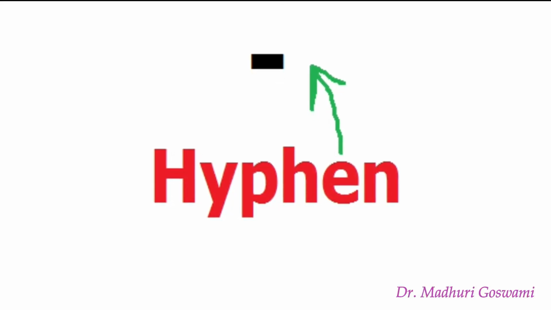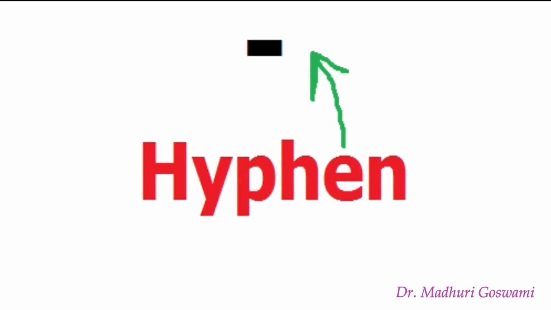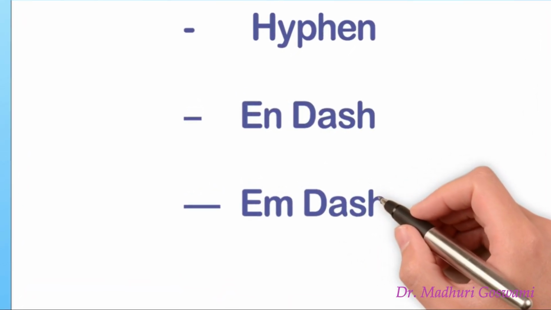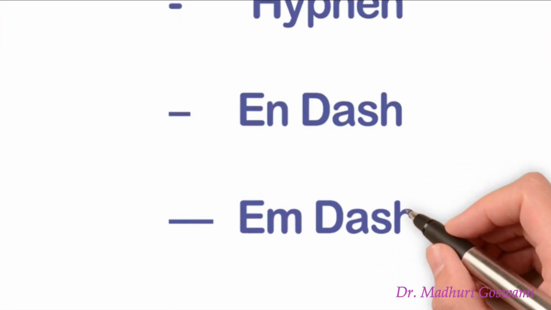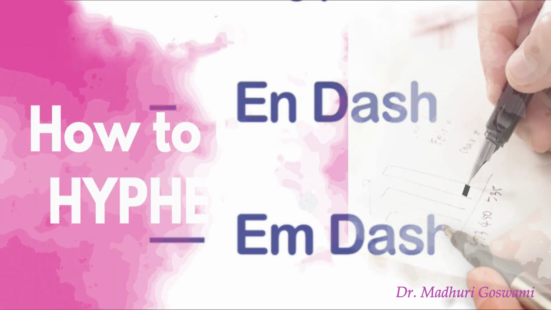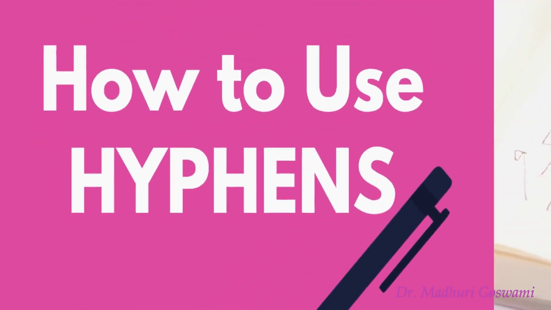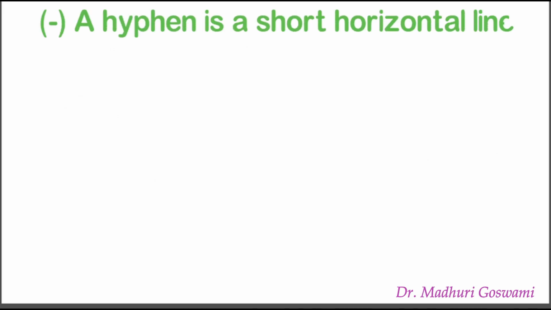Welcome to this lesson on punctuation mark, the hyphen. The differences between the hyphen and dashes we have already discussed in the previous video lesson. Now it's time to know when and how to use hyphens. Let's get started. A hyphen is a short horizontal line that is used within words.